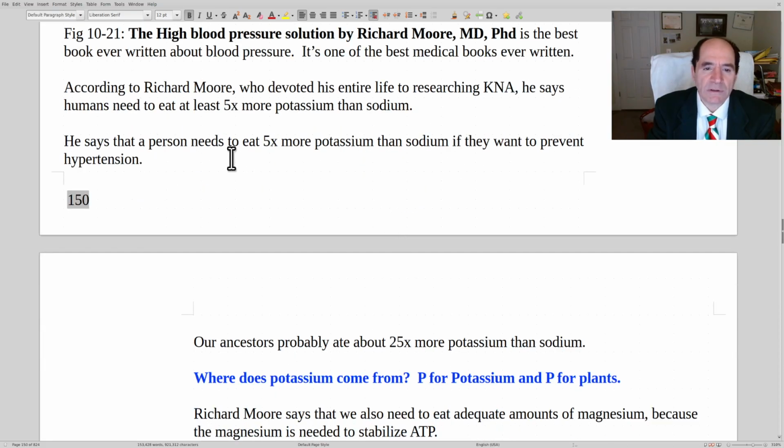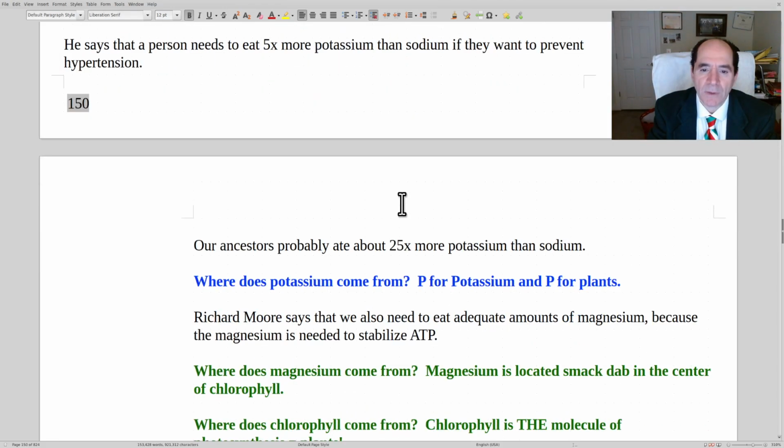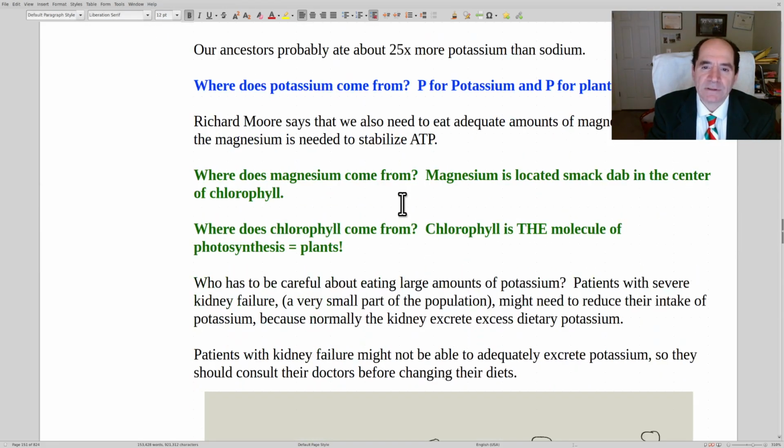He says that as long as a person eats at least 5 times more potassium than sodium, their blood pressure will probably be okay. But it depends how you define okay. I'd like to say at least 10 times more. Like I said, our ancestral ratio is probably about 25 times more. P for potassium, P for plants. That's where potassium primarily comes from. If you look at the nutrient labels on food, you'll see a lot of plant foods have 100 times more potassium than sodium.